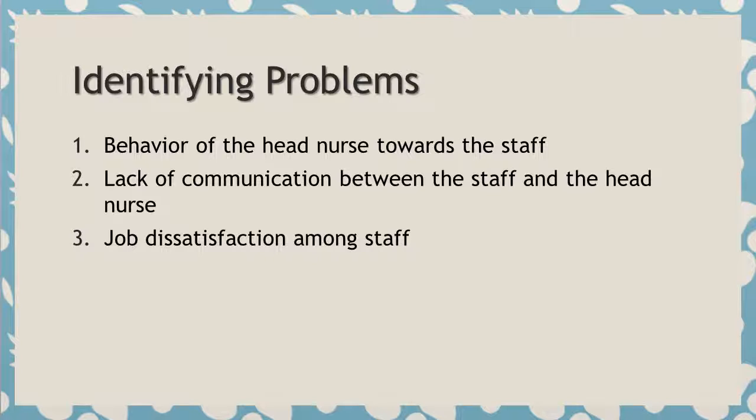Three problems identified include the overall behavior of the head nurse towards the staff. Even though a superior has the right to authority over their subordinates, it seems that the head nurse is taking advantage of the power and creates an uncomfortable environment for the staff. And clearly, there's a lack of communication between the staff and the head nurse because of the staff's fear of saying anything. So that just shows weak communication. And the third problem is the job dissatisfaction among the staff.